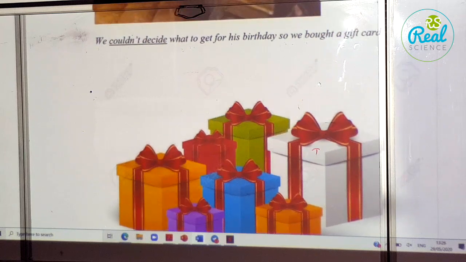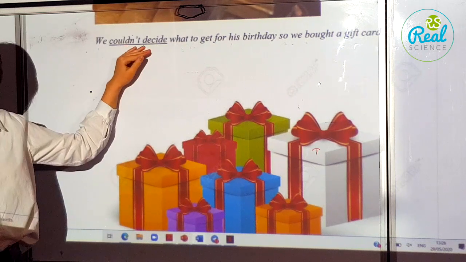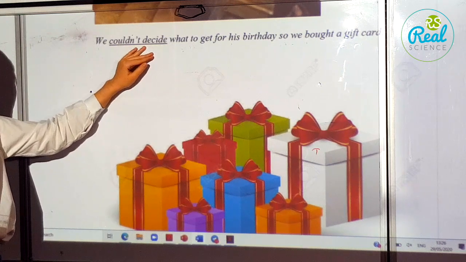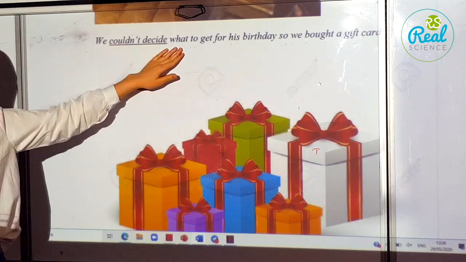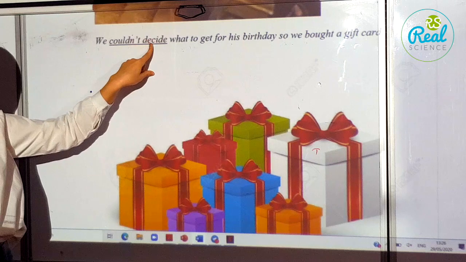Next one. We couldn't decide what to get for his birthday, so we bought a gift card. Not we were able to, not we managed to. Here you should use couldn't decide because this is also a verb of thought process.